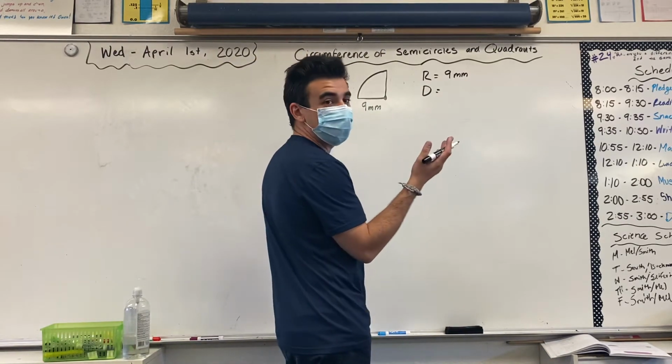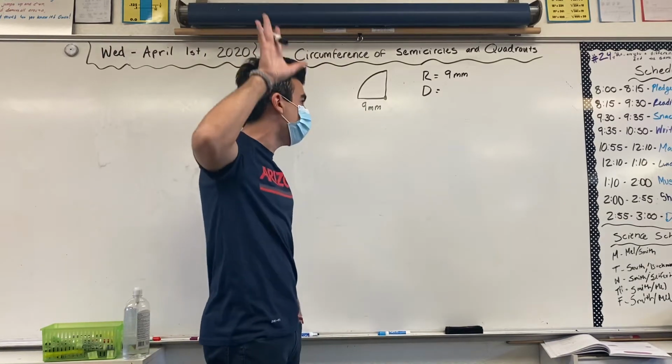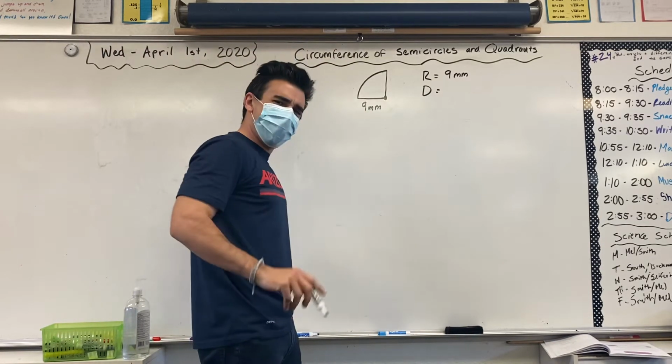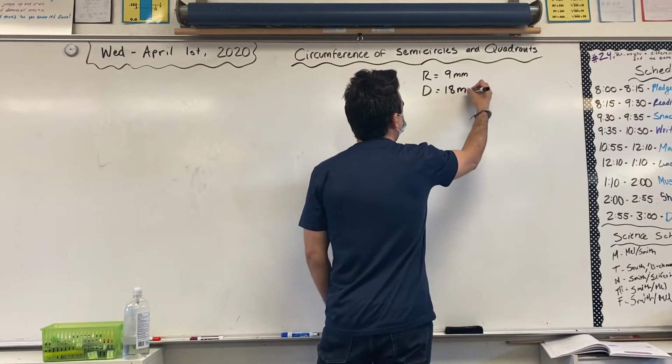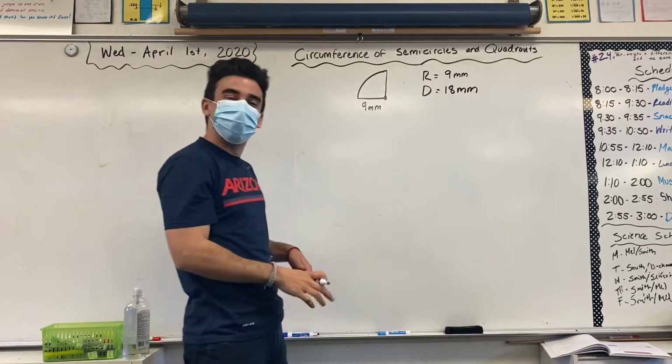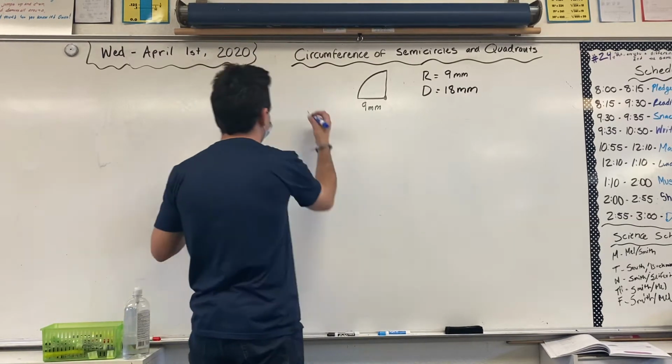However, what do I need to find? My diameter. So here's my radius. What's my diameter, everyone? It is 18 millimeters. You guys are some smart kids, huh? Very cool. So 18 millimeters. That makes it easy. I can go ahead and start my method.